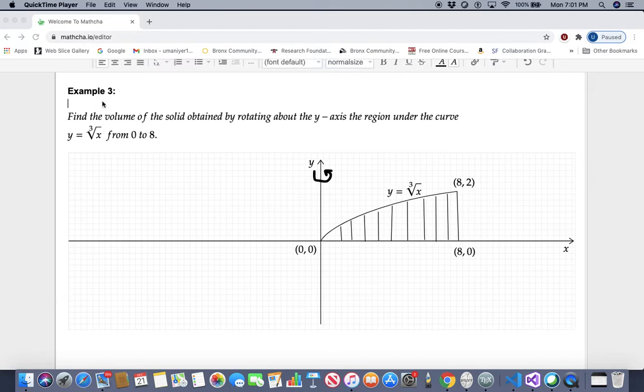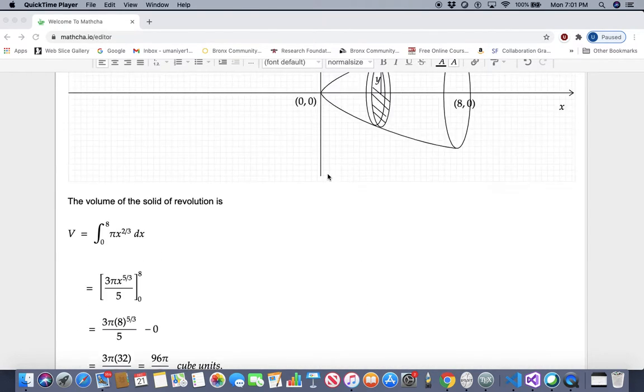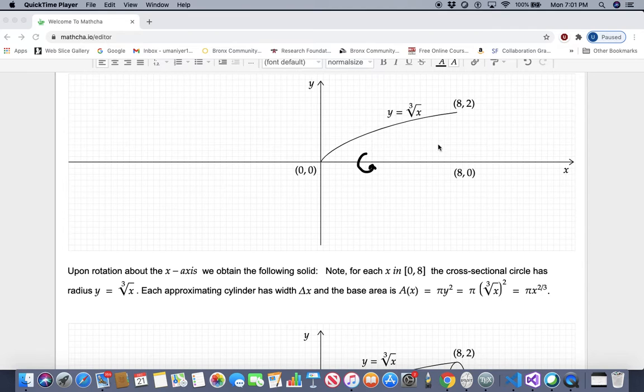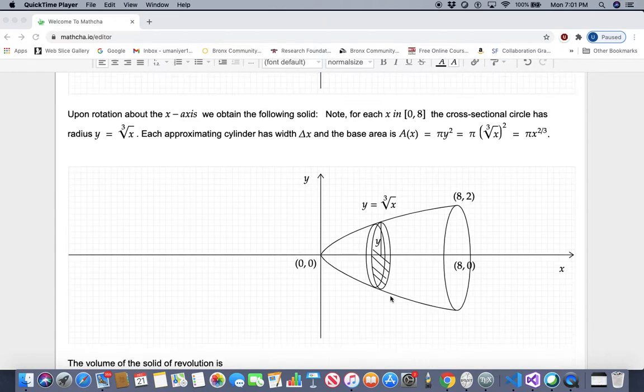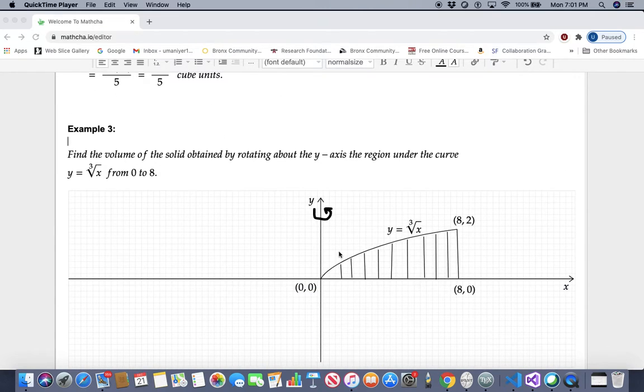Example 3. Find the volume of the solid obtained by rotating about the y-axis the region under the curve y equals cube root of x from 0 to 8. So this is the region under the same curve, y equals cube root of x. You want to take this region and rotate it about the y-axis. Notice in the previous example, we took that region and rotated it about the x-axis. Now we want to rotate it about the y-axis.